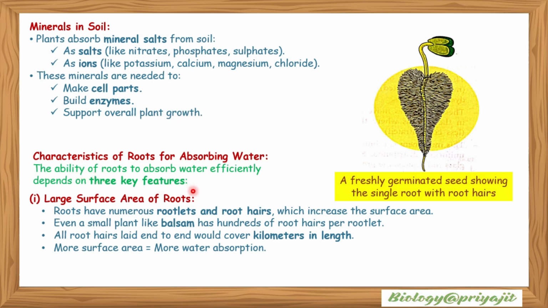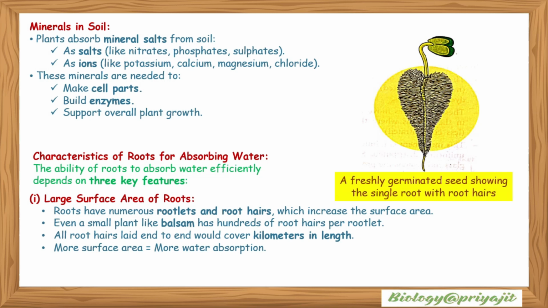Characteristics of roots for absorbing water. The ability of roots to absorb water efficiently depends on three key features. Large surface area of roots. Roots have numerous rootlets and root hairs which increase the surface area. Even a small plant like balsam has hundreds of root hairs per rootlet. All root hairs laid end to end would cover kilometers in length. More surface area is equivalent to more water absorption.